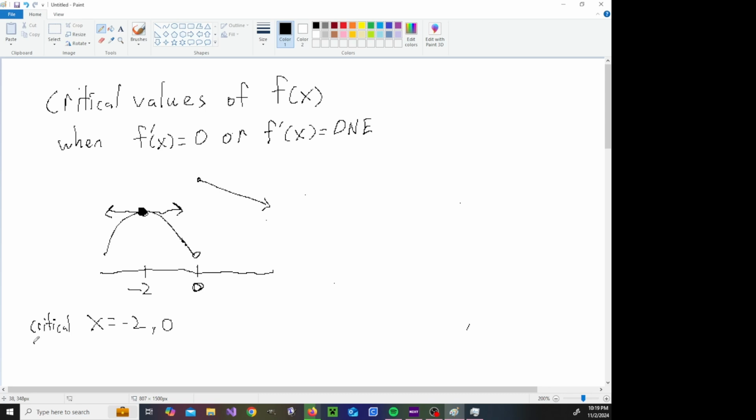Critical value. So this is just our definition: a critical value means the derivative is equal to 0 or just straight up does not exist. We are going to use this for maybe forever, definitely for the majority of the rest of this chapter. It's really important to know when functions equal 0 or do not exist.